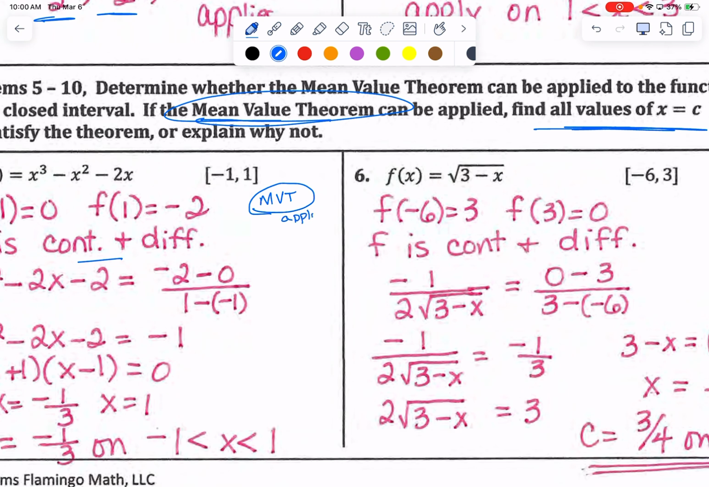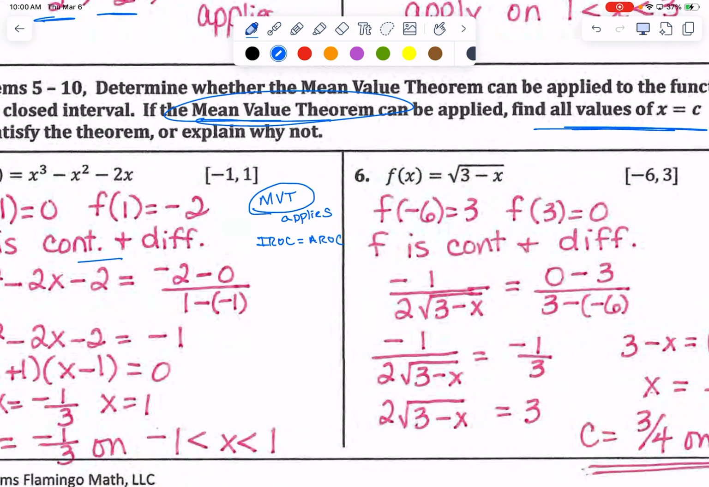Then here's what's guaranteed by MVT, not Rolle's theorem. Rolle's theorem takes it a step further. It's still the mean value theorem, but one step further, a special type of mean value theorem. The mean value theorem is just generic. IROC equals what?